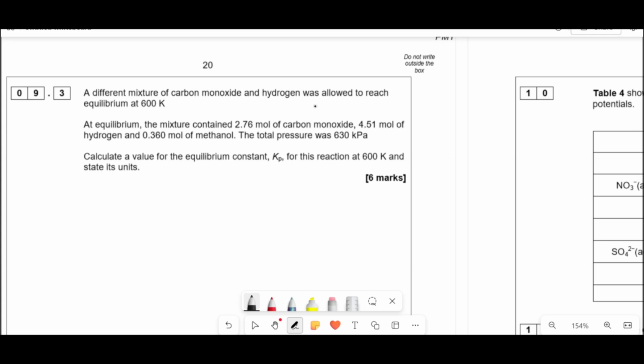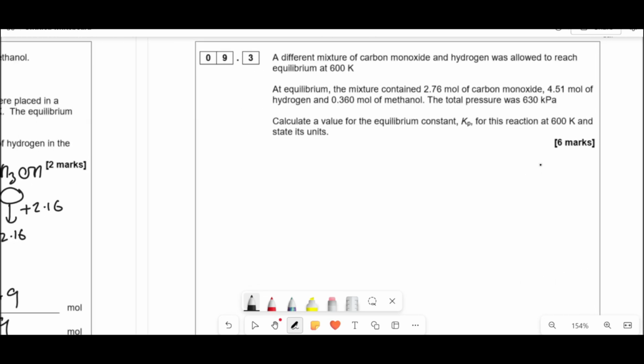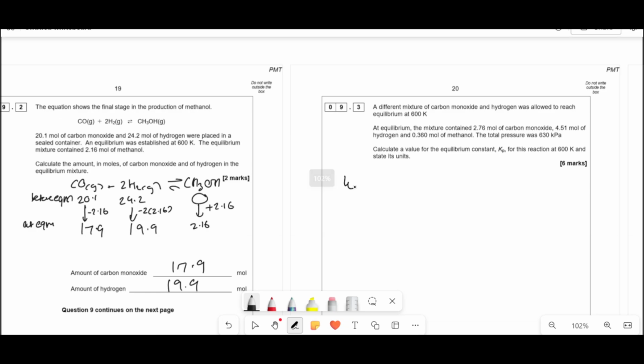A different mixture of carbon monoxide and hydrogen is allowed to reach equilibrium. At equilibrium, the mixture contained this much carbon monoxide, this much hydrogen, and this much methanol. The total pressure was this. It says calculate the value for the equilibrium constant of this reaction and then state its units. So the equilibrium constant for this would be Kp in this case, so it would be pCH3OH over pCO times pH2 squared.